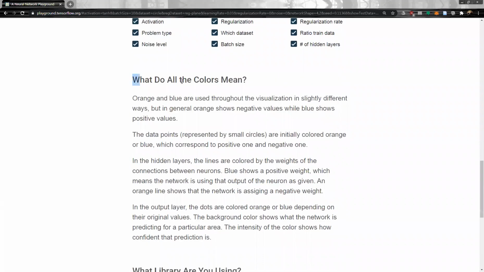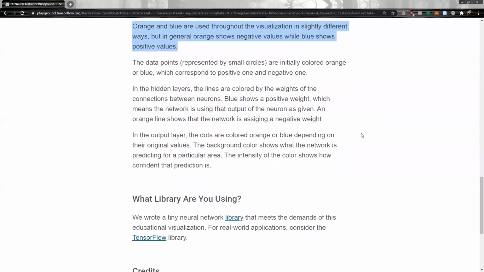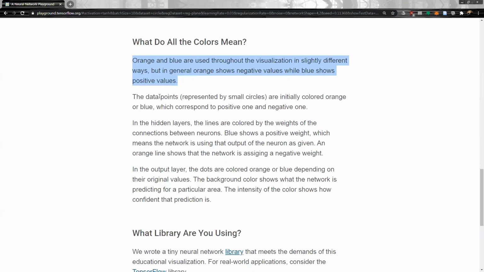Okay. So what do all the colors mean? Orange and blue are used throughout the visualizer in slightly different ways, but in general, orange shows negative values while blue shows positive values. So here, well, this is data. So orange is the negative value, blue is the positive value. So we are gonna build a neural network model that predicts blue and yellow given the data. Okay. So the data points are initially colored orange or blue, which correspond to positive one and negative one.